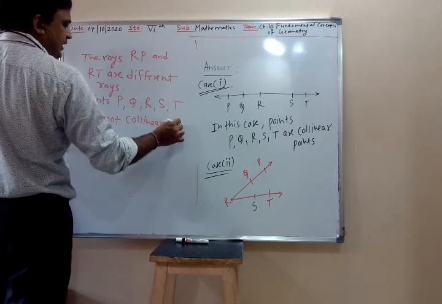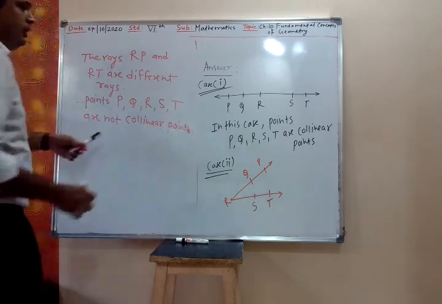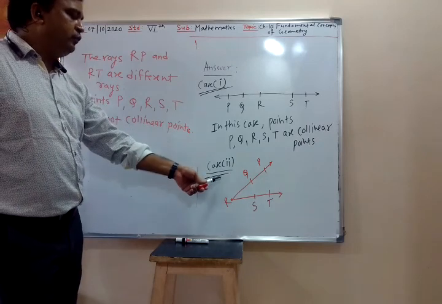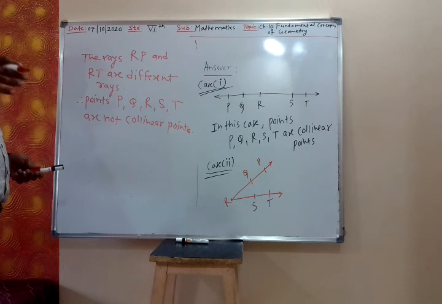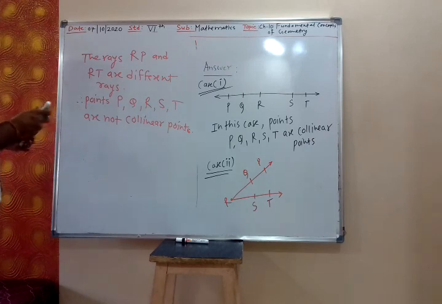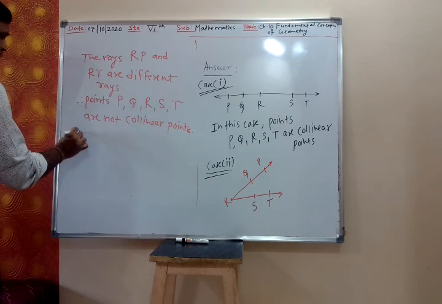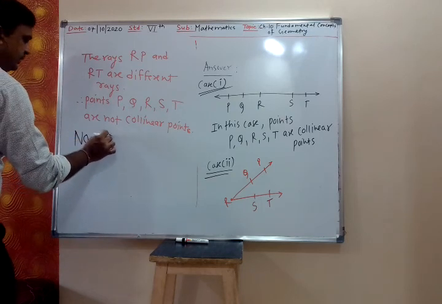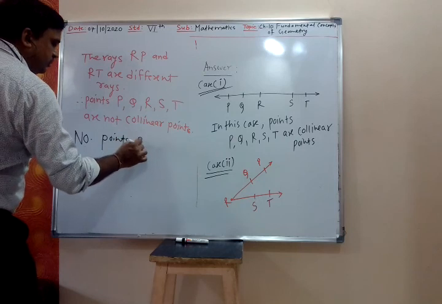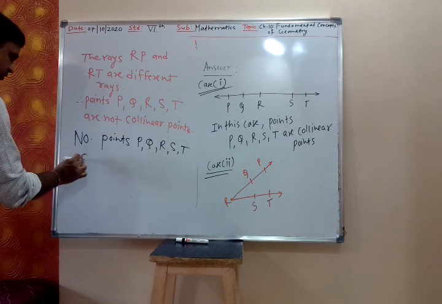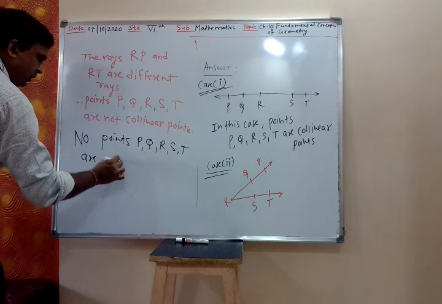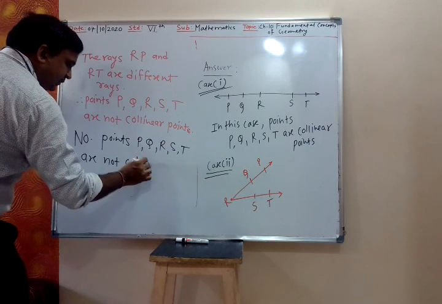In case 1 the points are collinear, but in case 2 the points are not collinear. So when in one case it is collinear and in another case it is not collinear, our final conclusion is it is not collinear always. So our answer is no, points PQRST are not collinear always.